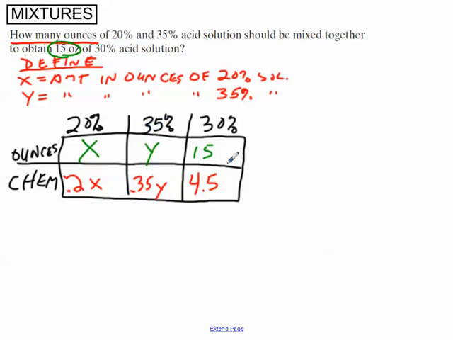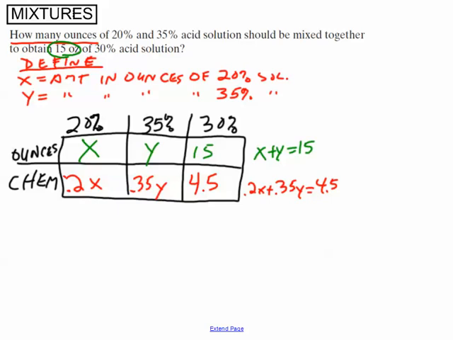And now we've got a system of equations. We have a system starting with x plus y equals 15. We also have the second equation as 0.2x plus 0.35y equals 4.5. The red and the green equations come from the information that's in the table.